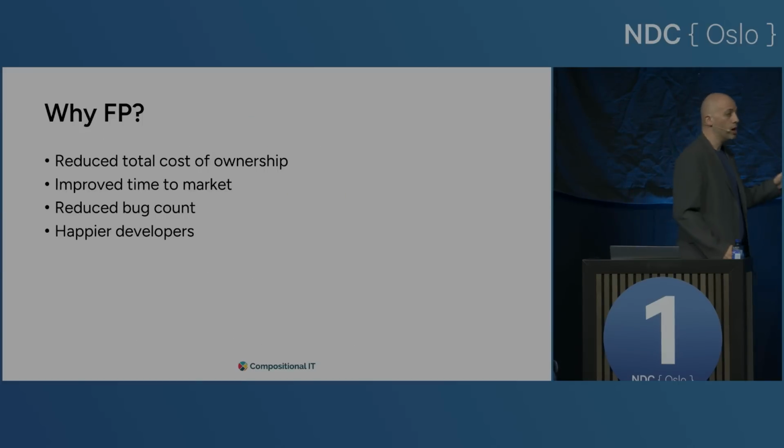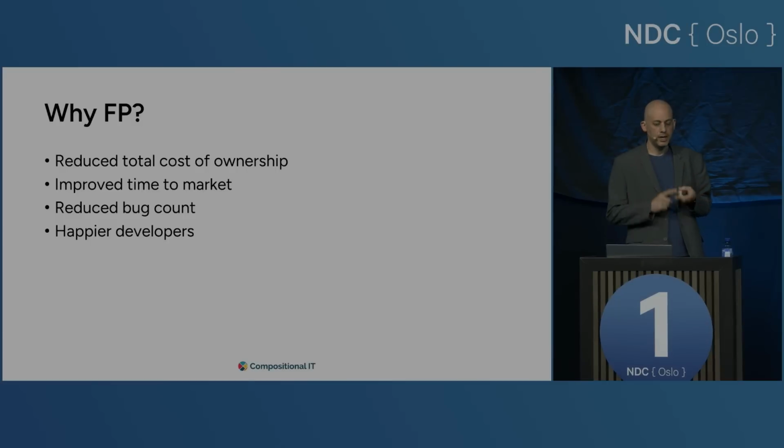So just the why, and I'm going to do this very briefly. And I'm talking from a perspective of having done functional programming for probably 10 years on .NET now. And it's pretty simple. Lower total cost of ownership, fewer bugs, happier developers, and improved time to market. It really is that simple, and it does work.